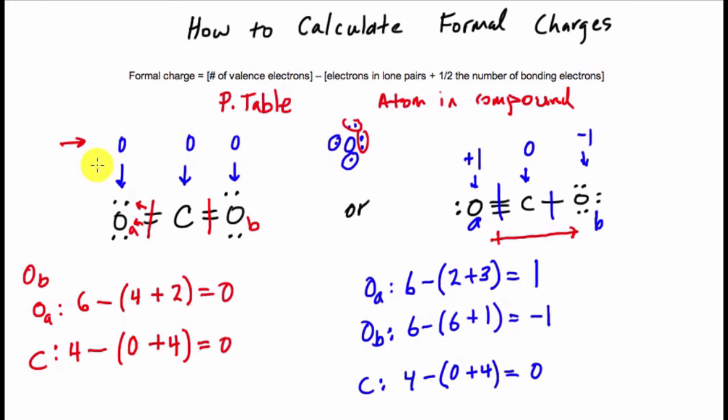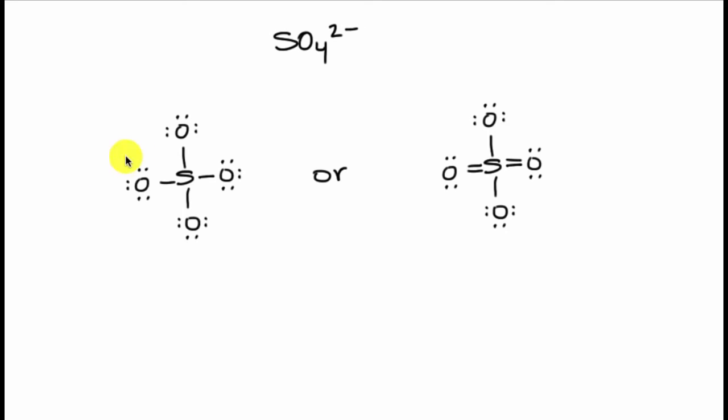So if you can get a structure that's all zeros, that's going to outweigh one that has positives and negatives in it. Now, let's take a look at one that does have a charge. Let's take a look at sulfate. Since it's a sulfate ion, there's a 2- charge on here. When I look at that 2- charge, what that means is that 2 extra electrons have gone into the structure. So in this SO4, 2 extra electrons have been put in to make it overall -2.